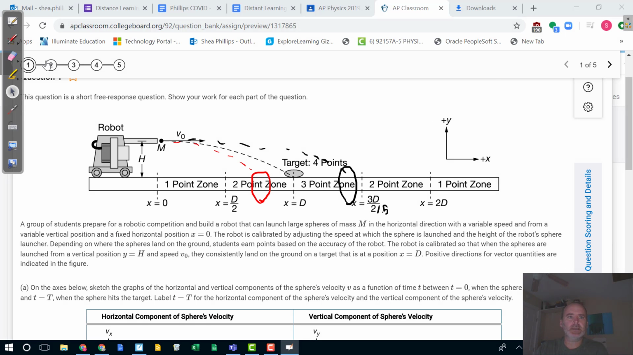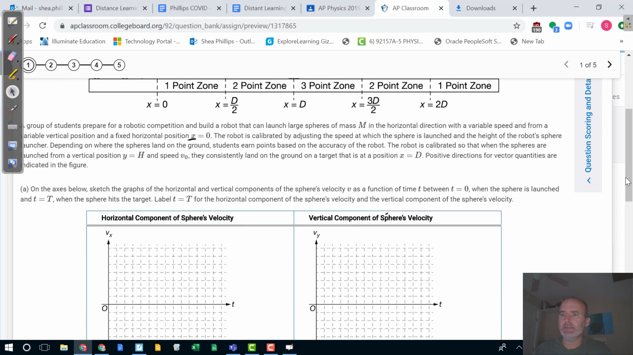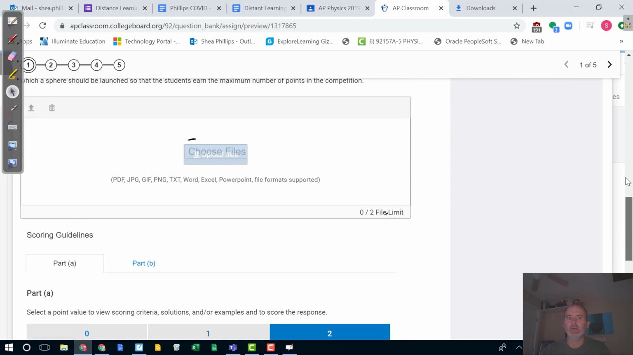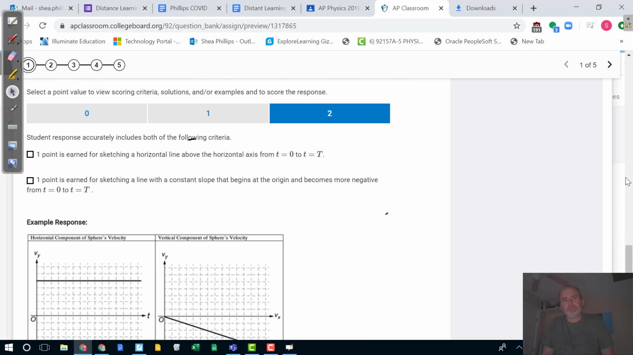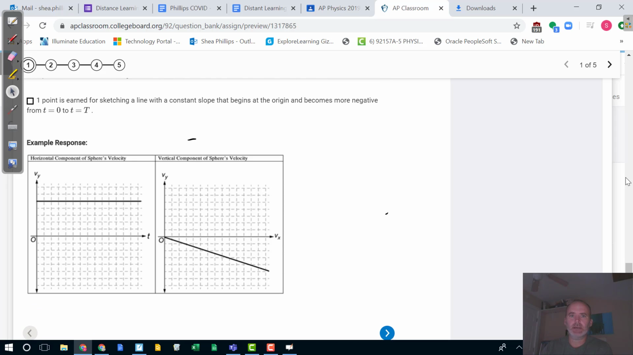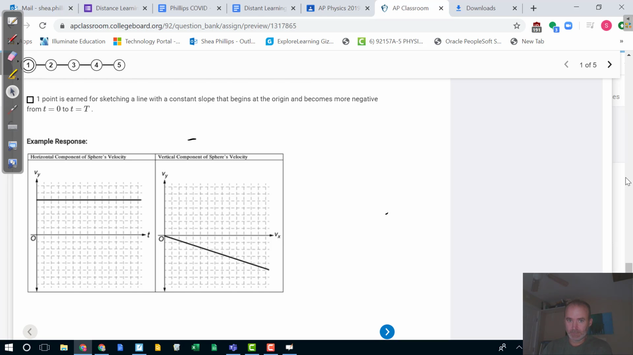Okay, so let's look at the scoring rubric and how you would actually score points here. Let's check out the scoring rubric to see how many points you guys would have scored. For the first question, 2 points: 1 point is earned for the horizontal line. So we had that, cool, 1 point. 2 points is earned for starting at 0 and coming down, having a constant slope. So we see that it's a straight line. It becomes more negative. So those are the first 2 points.